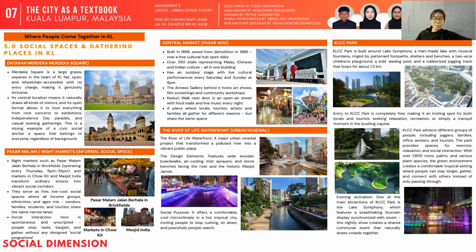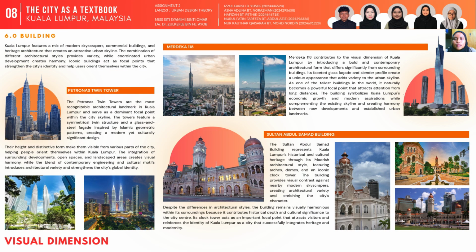Lastly, KLCC Park creates social interaction by combining greenery, recreation, and gathering spaces. It attracts joggers, families, office workers, and tourists, allowing different groups to share the same environment. Overall, Kuala Lumpur's design shows that successful urban spaces are not only about buildings, but about creating places where people can connect. Thank you.